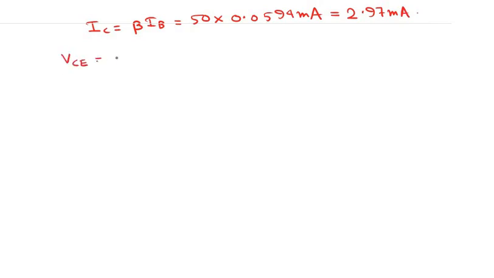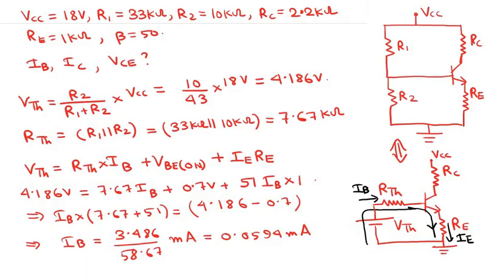So VCE is basically equal to VCC minus the voltage drop across the resistor RC, so minus ICRC, minus the voltage drop across the resistor RE, so minus IERE. If you do not understand, let me take you back to this figure. This voltage drop across the collector to emitter junction, this VCE, is basically equal to VCC minus the voltage drop across this resistor RC, which is IC times RC, minus the voltage drop across this resistor RE, which is IE times RE.